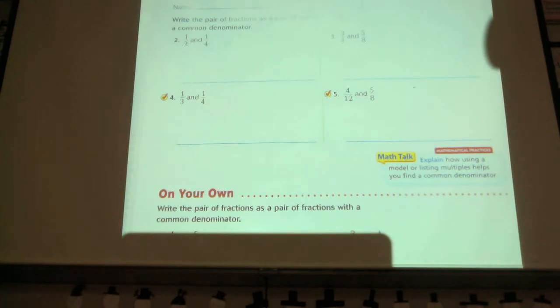Write the pair of fractions as a pair of fractions with common denominators. Now, let's look first at the denominators. What are my denominators, everybody? 2 and 4. Do those have anything in common? Can we see a connection? Raise a quiet hand if you see a connection between those two numbers. Lydia, what do you see? 2 times 2 equals 4.